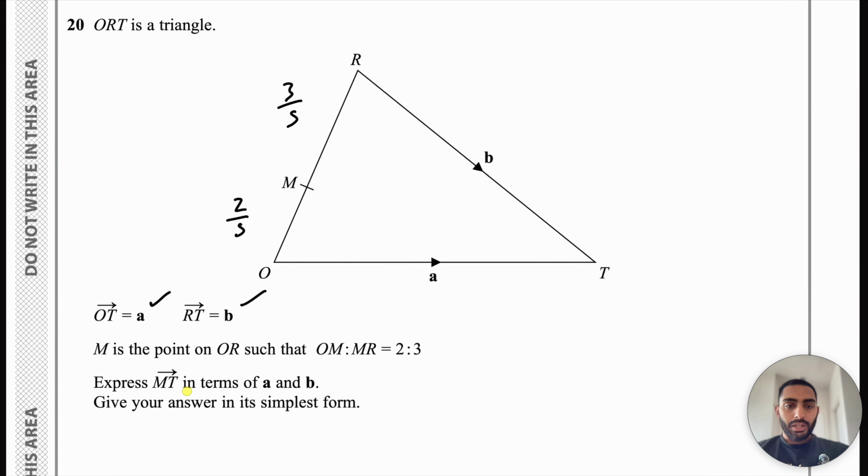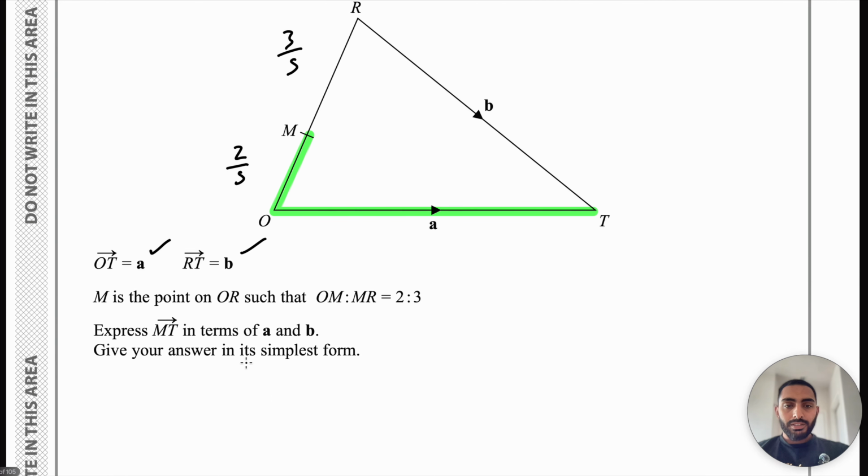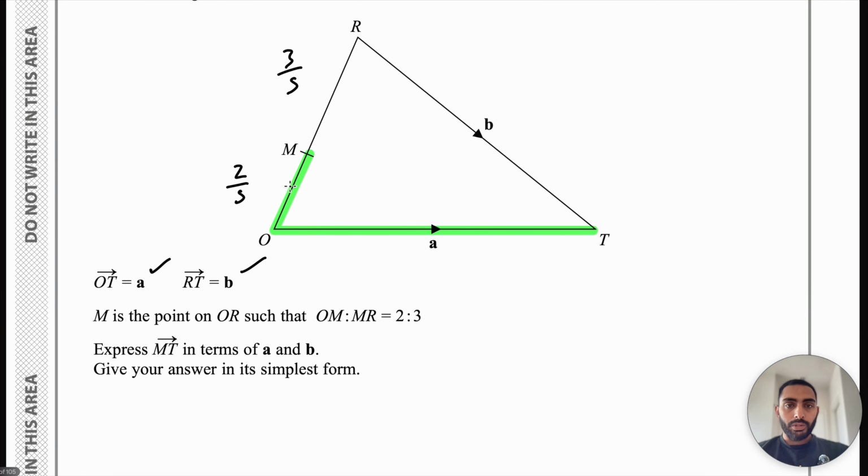Express MT in terms of A and B. So I'm trying to find this vector over here, M to T. Give your answer in its simplest form. So the first thing that I can see, I don't have this vector from M to O, so I need to find that vector. But I can't go from M to O yet. I need to find the vector of RO, and I'd rather find the vector of RO because I'm going to go from M to T, and I'm not going around the other way. So let's find RO first.